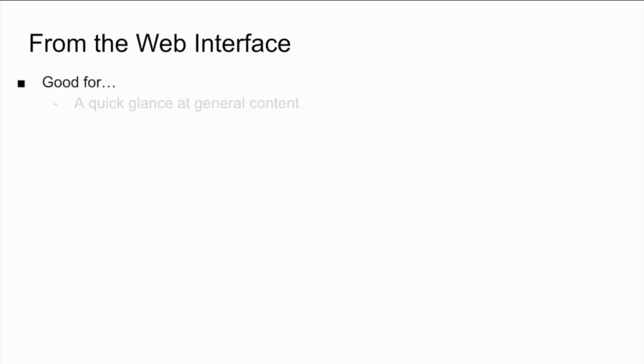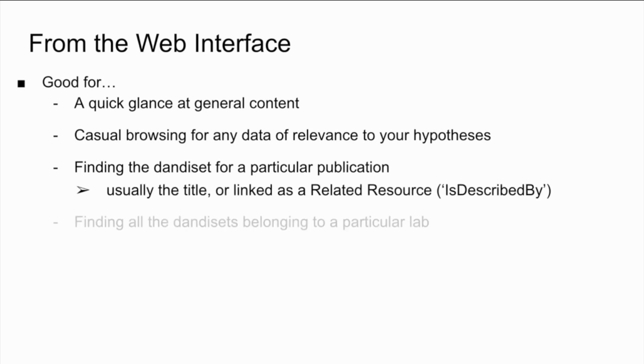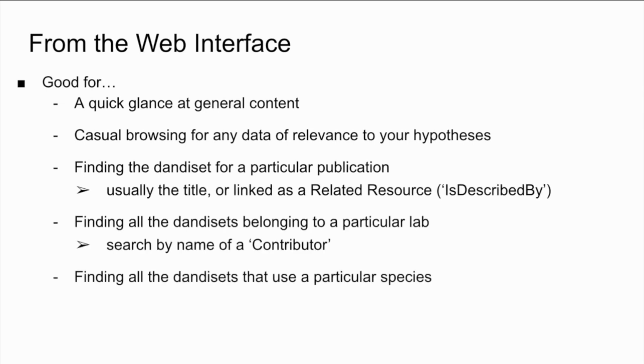So again, in summary, the web interface is good for a quick glance at general content, casual browsing for something you might be curious about, or finding the Dandy set for a particular publication, or all the Dandy sets that belong to a particular lab, all the Dandy sets that use a particular species.